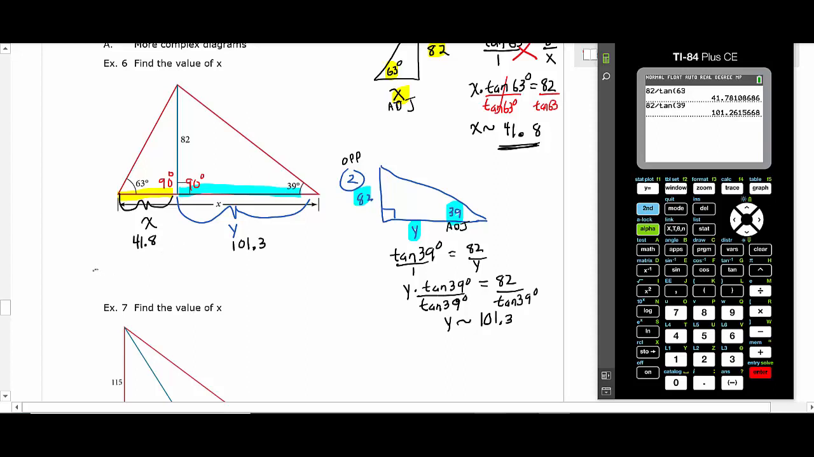Okay, I probably could have used a different variable on that, but I'm looking at the total side, so step 3, we just do 41.8 plus 101.3 to get what that total big side is that you're asked for. So I'll take it on my calculator, 41.8 added to 101.3, and then that'll give me the answer. Okay, so the final answer is 143.1 units.